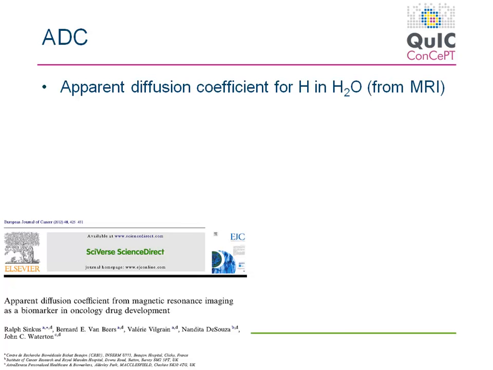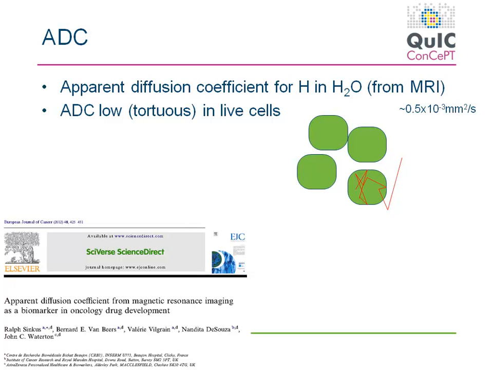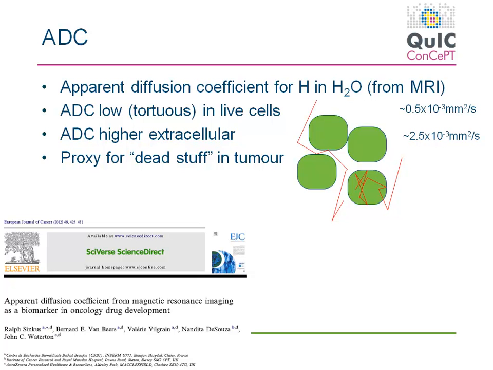So ADC, for those who are not familiar with, this is an MRI biomarker, measures the diffusion of water in tissues. So the idea is that diffusion of water is slow in live cells because of the tortuous pathways. It's fast outside cells. When we kill cells, we increase the amount of extracellular stuff. So in very crude terms, ADC is a proxy for the amount of dead stuff in the tumour. And it's easily measured in MRI. There's no contrast agent, no tracer, and it can be measured as often as you like.